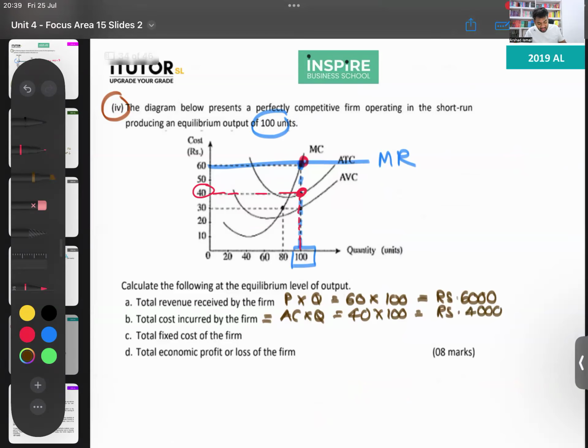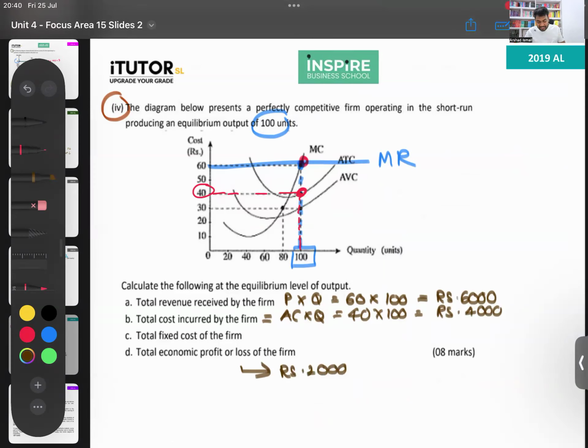So I'll keep C aside. We'll quickly go to D. How much is the profit or loss then? Revenue is 6,000. Cost is 4,000. My profit is 2,000. So you show the working. I'm not showing the working. Profit is 2,000. So, okay.